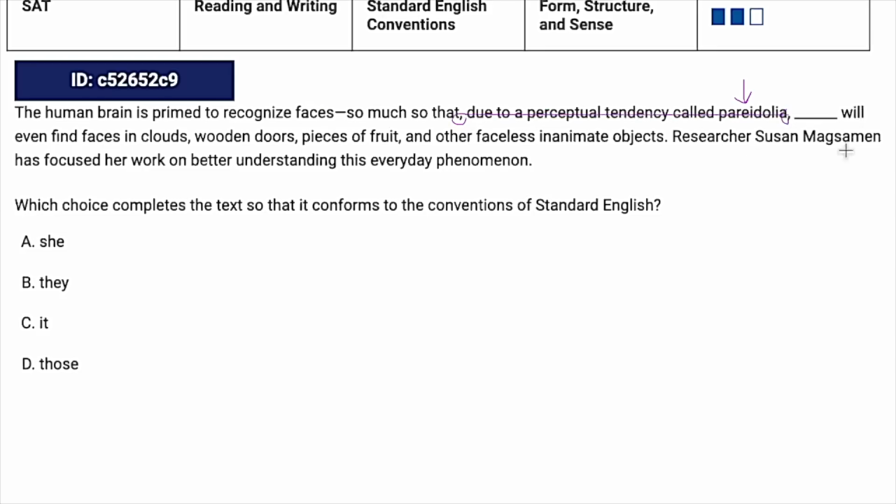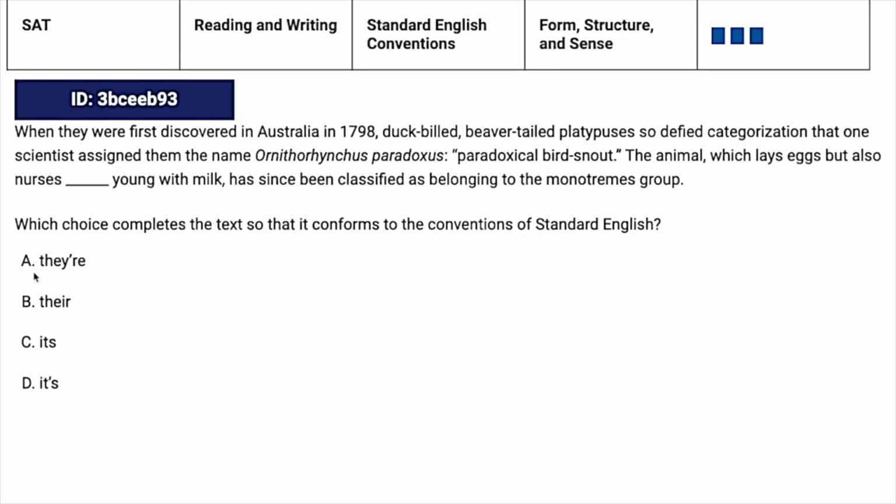And then contextually, we get blank will even find faces in clouds, wooden doors, pieces of fruit. The first thing we get is the human brain is primed to recognize faces. So do faces find faces, or does the human brain find faces? The human brain finds faces, right? Human brain is singular, so we want singular it. Our answer is C. All right, moving on to a hard one here.